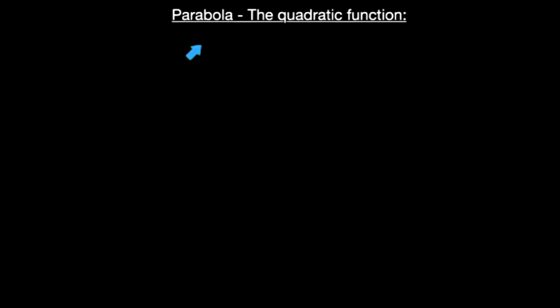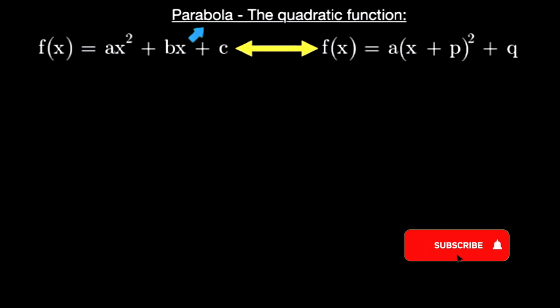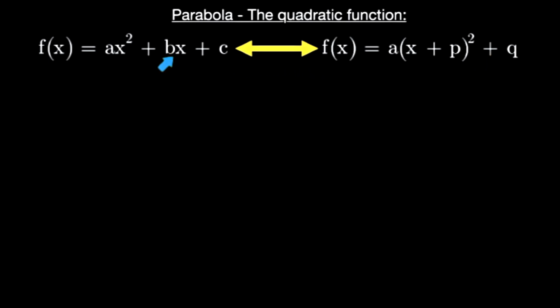In today's lesson on parabolas, we are going to learn how to go from this form to this form, since you learned in the previous lesson that they are actually the same thing. So we want to rewrite it from ax squared plus bx plus c to the form a(x + b) squared plus q. We are also going to learn how to go from this form to this form.